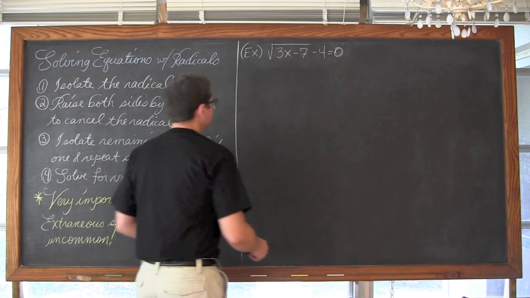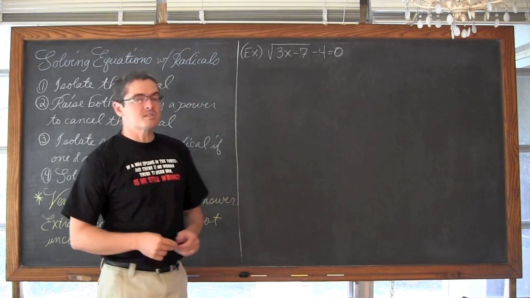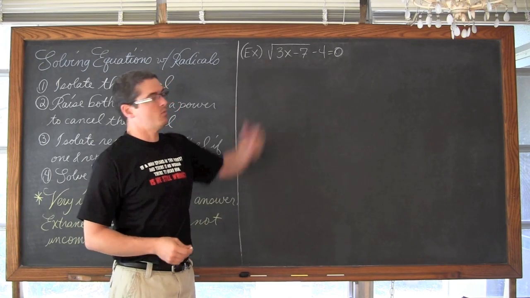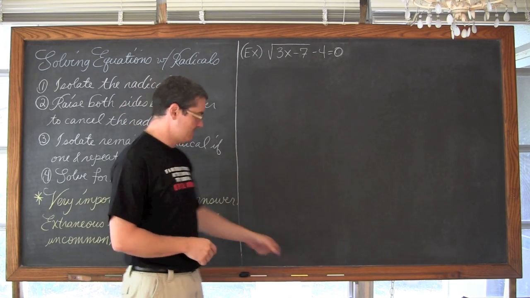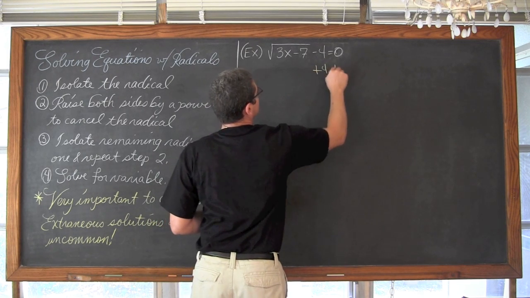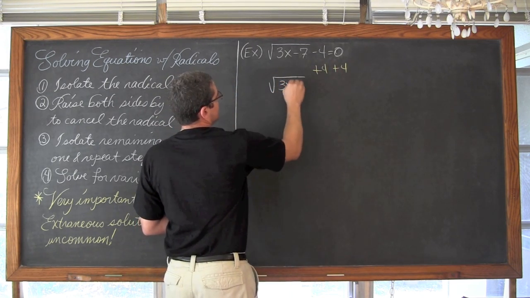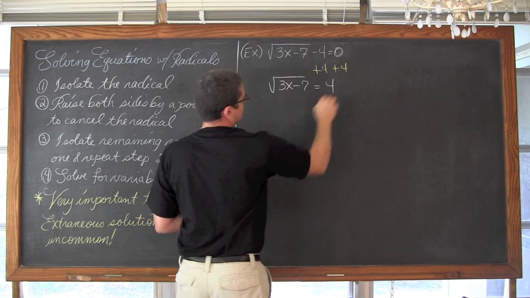Our first equation is the square root of 3x minus 7 minus 4. So we only have to do one pretty simple step to isolate the radical. We're just going to add 4 to both sides. And we're going to get the square root of 3x minus 7 is equal to 4.